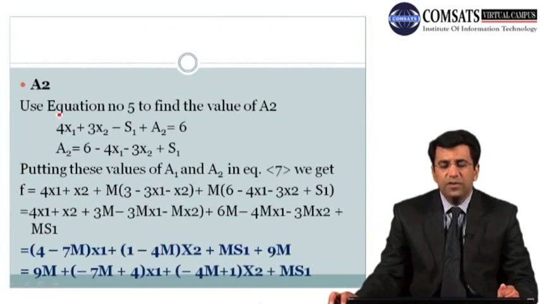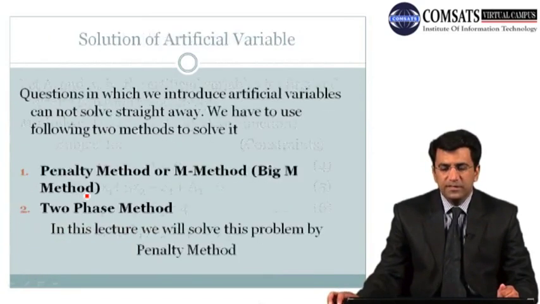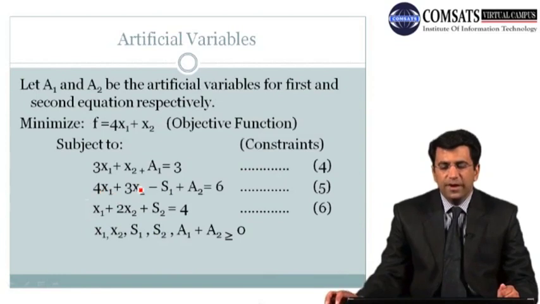Similarly, we will calculate the value of the other artificial variable, that is a2, from the other equation, that is equation number 5, that is 4x1 plus 3x2 minus s1 plus a2 is equal to 6. Again, the value of a2 will become 6 minus 4x1 minus 3x2 plus s1.